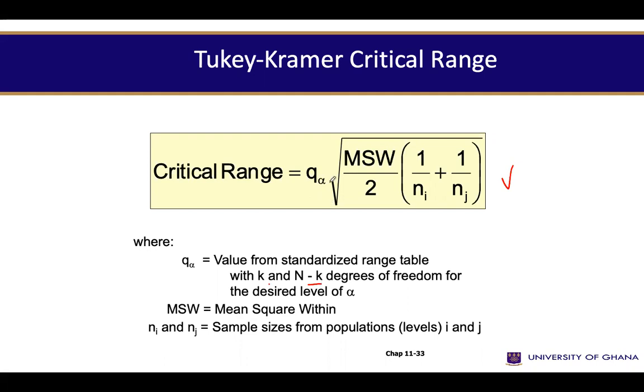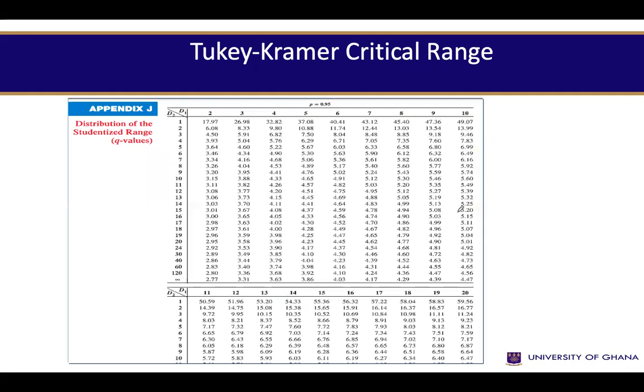All right, then of course we have the square root of the mean square error divided by 2, times 1 over Ni, that is the sample size of the first group, and then 1 over Nj, the sample size of the second group. So we're going to take them two at a time, okay? And we're going to calculate the critical range. Now, this is how the Q table looks.